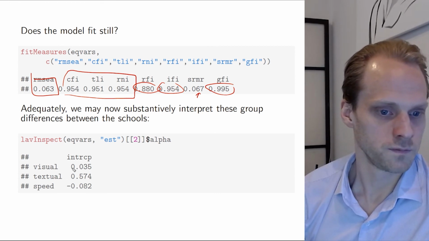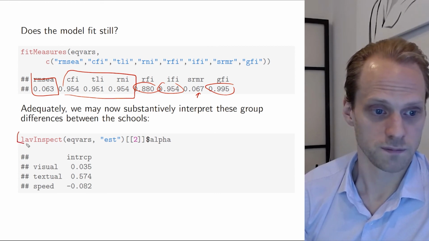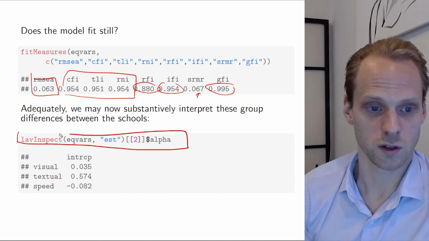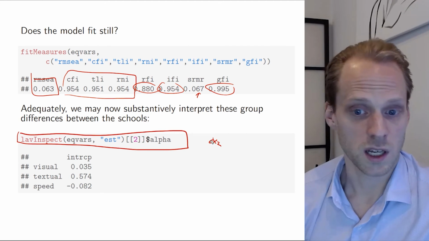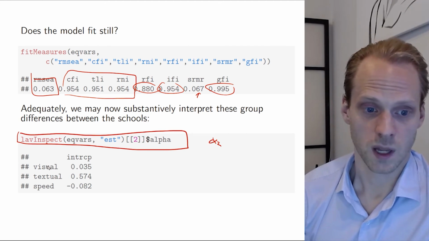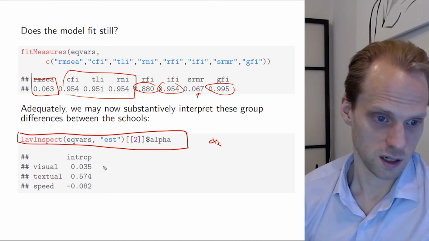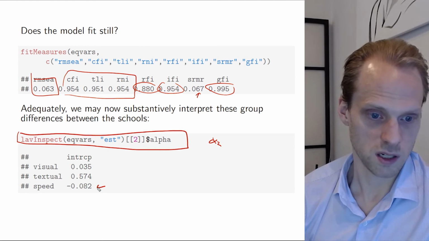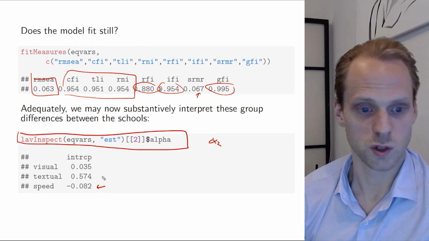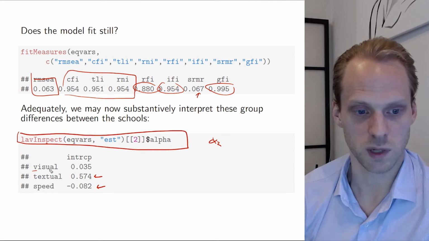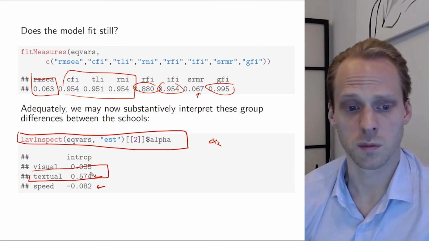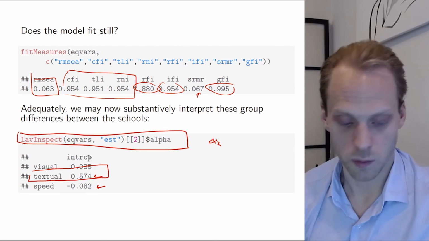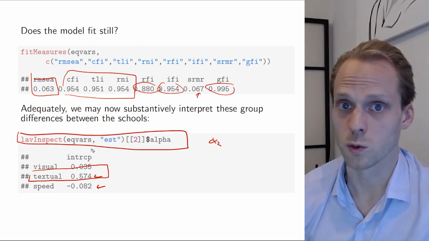And so we can look at the alpha. And actually what I do here is I look at the alpha estimates for group 2, so that's alpha 2, which indicates the difference between these groups. And then this tells me that the speed is lower in group 2, in school 2, but especially the textual factor has a big difference here between the groups. So that might tell us something about the education plans between these schools, for example.